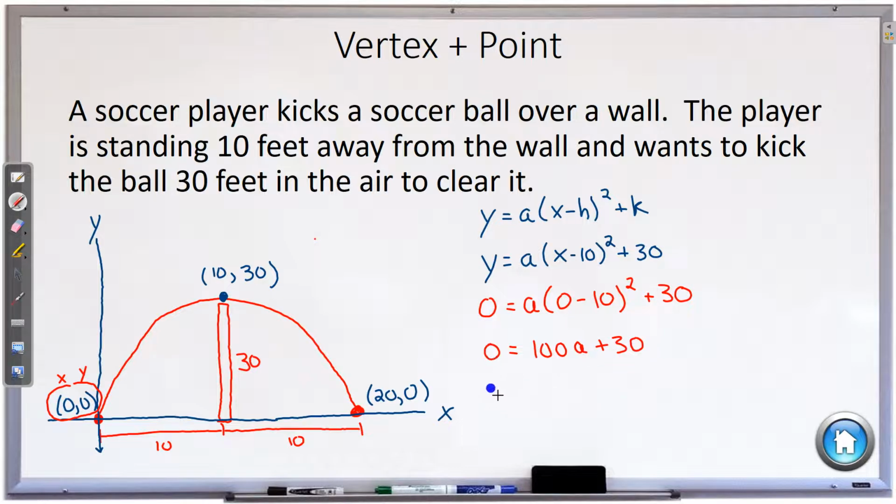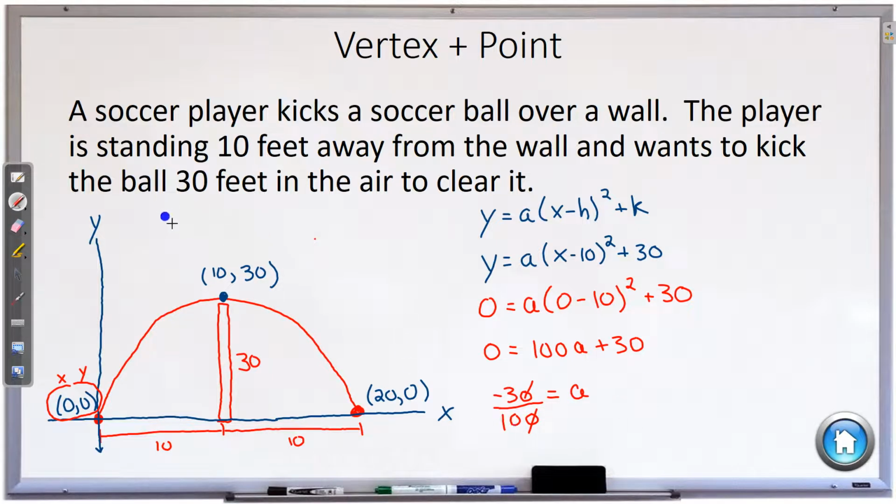Minus 30 to the other side means there's a minus 30 on that side, and then divide both sides by 100. So we're going to divide both sides by 100. And we get a is negative 30 over 100. The zeros cross out. And so a is negative 3 over 10.